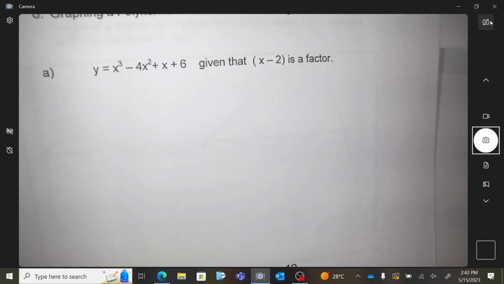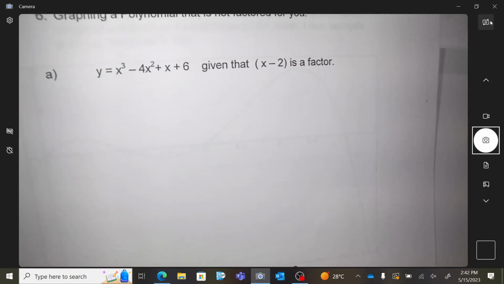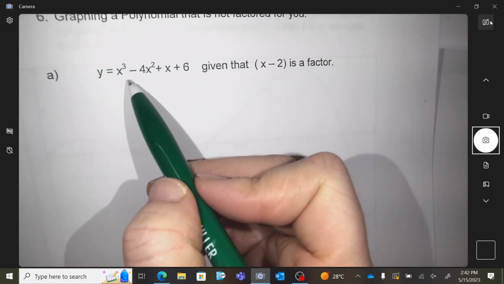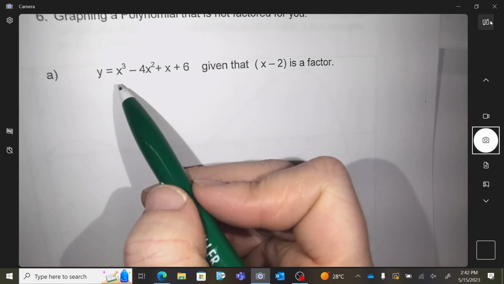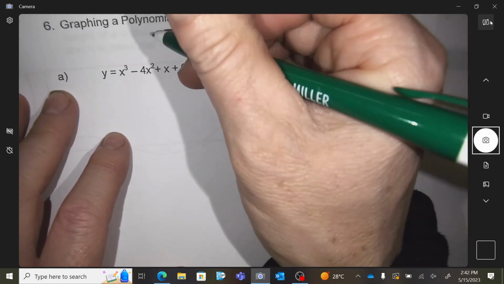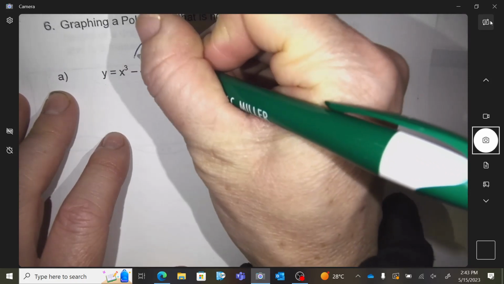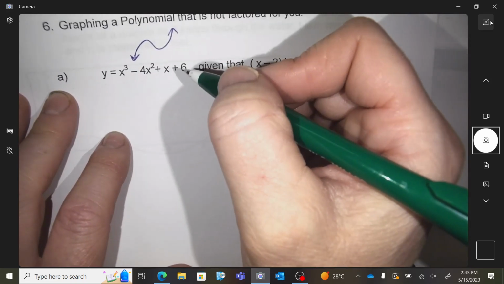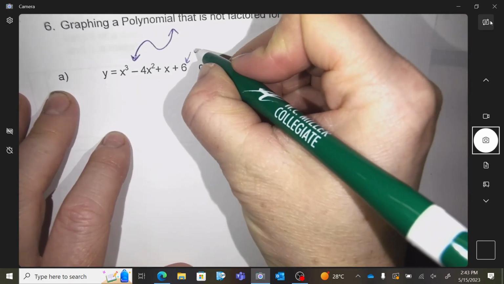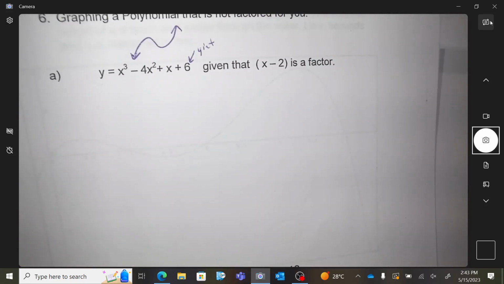Graph, and it told me that this is a factor. Now I gotta graph it. So first of all, what do I know with just looking at the original here? There's 2 things you can tell me fast with the original. What shape is it? An N. And I also know something else very quickly. My y-intercept is 6. Okay, so that's what I know already.